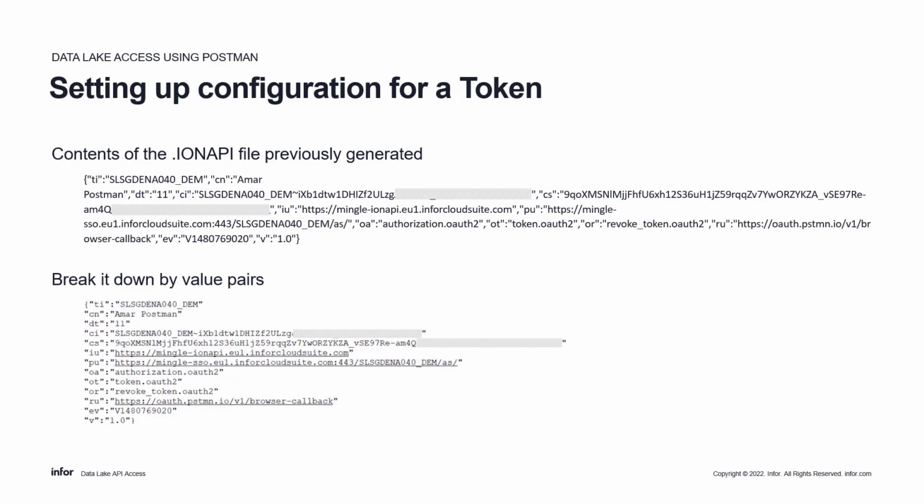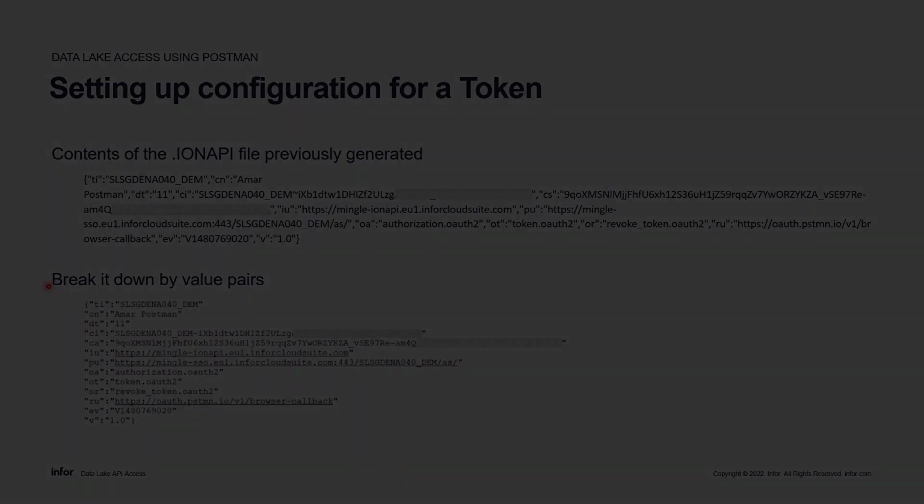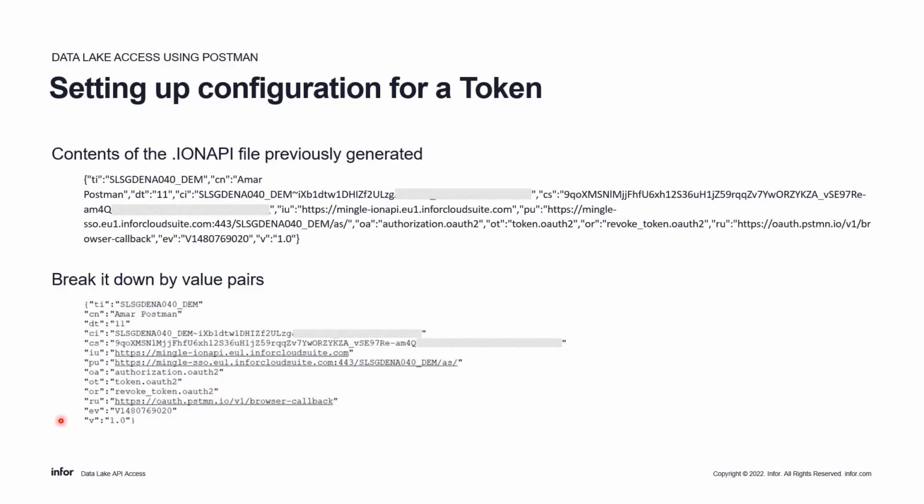So when we generated the Ion API file, this is what we got. The top half is a single line with all the information. But if you break it down into value pairs so it's easier to read, you see we have an identifier and a value. And these will be used to set up your tool.